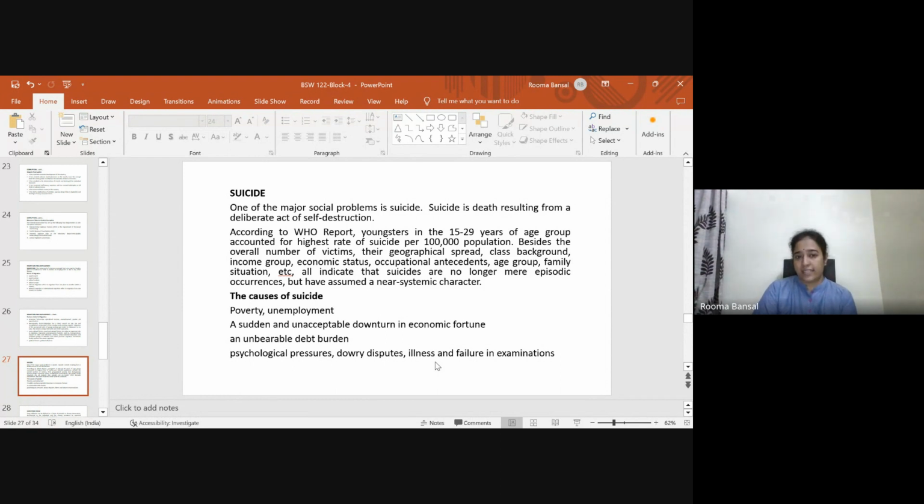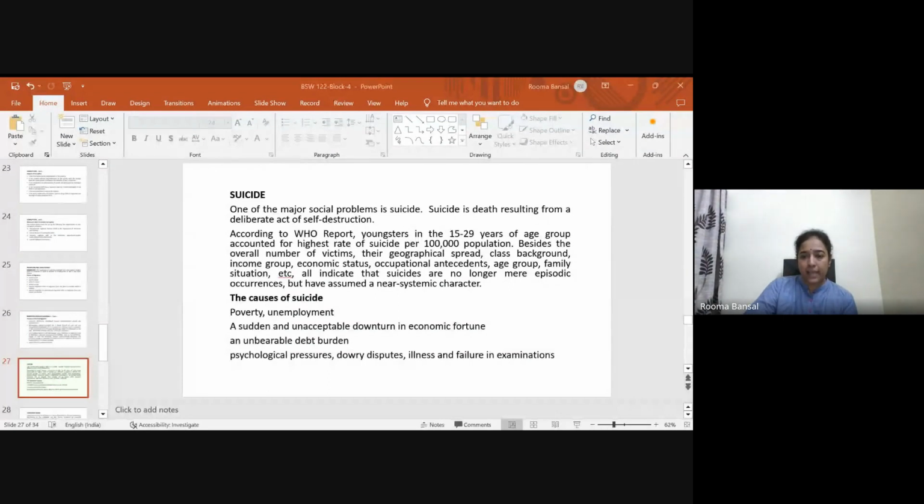Our next point is psychological pressures, dowry disputes, illness, and failure in examination. See, whatever she has said, she has given the example. If a question is asked, write a short note on suicide or on causes of suicide, then you have to write every point with an example. Then you will get good marks.